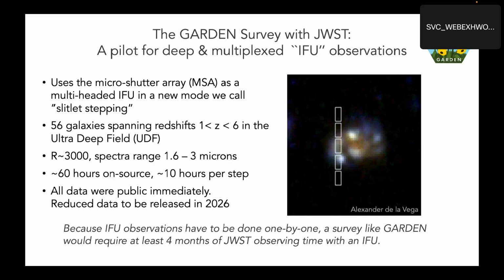So we did this with our James Webb time called the GARDEN survey. We used the microshutter array in this manner to observe 56 galaxies between redshifts 1 and 6. We used the high spectral resolution, which is 3,000 for Webb. We chose a spectral range of 1.6 to 3 microns, chosen by grating, of course. We went very deep, so 60 hours on the source, 10 hours per step.